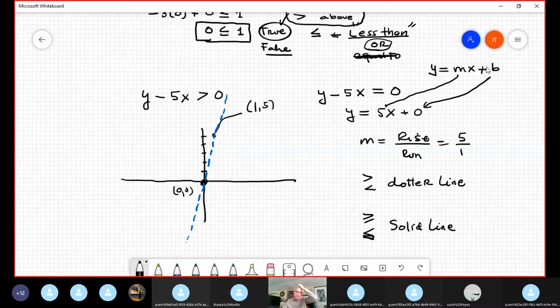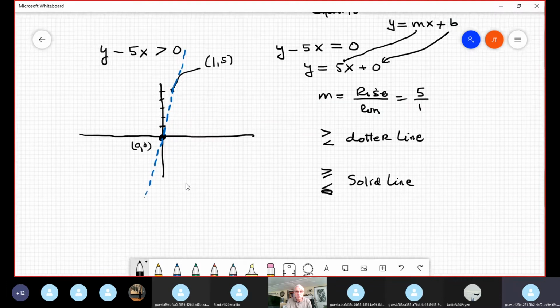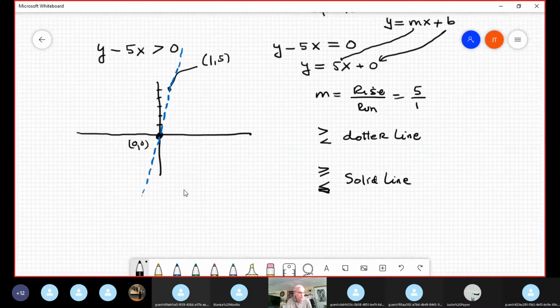So we have 50-50. You shade above or below. I have no idea. Okay, so we can do it in a different way. At this moment, can you let me know which way you prefer? Suppose it's above. Yes, you're right. How do you know? Because it's greater than.